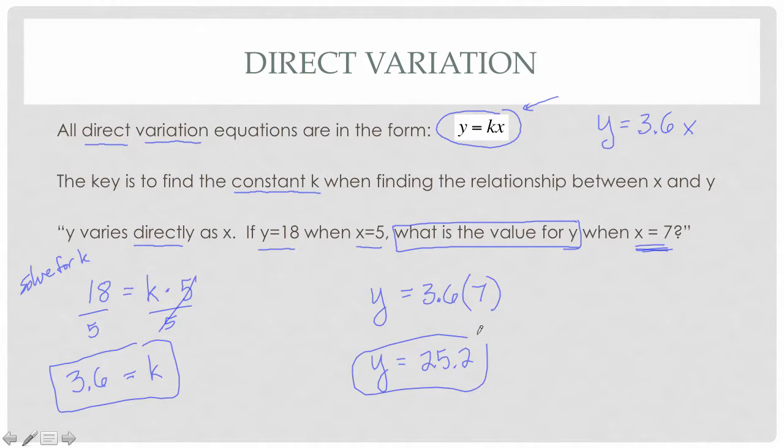There we go. And if you think about it, we also have 2 points. So I know on my direct variation equation, when x is 5, y is 18. That's 1 point on the graph. Now we just found another one. When x is 7, we found out that y is 25.2. That's going to be another point on my graph. All right, there's a direct variation example.